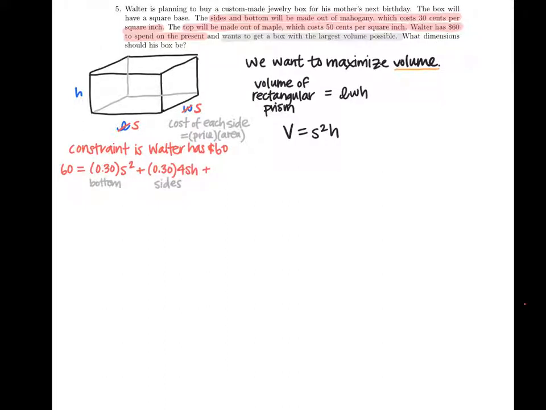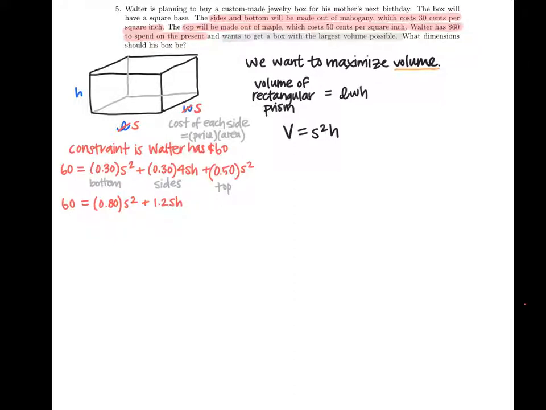And last, we have the top, that is the expensive maple. The top is a square as well. Its area is the same as the bottom, which is S squared, but instead of multiplying that by the price of 30 cents per square inch, we have 50 cents per square inch. So we have 0.5 times S squared. That's our constraint. I'm going to take a moment and simplify it a little bit because we have similar terms here and here. I also took the liberty to actually multiply 0.3 by 4.